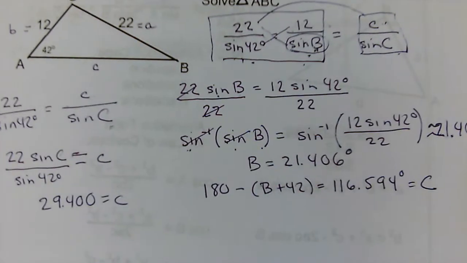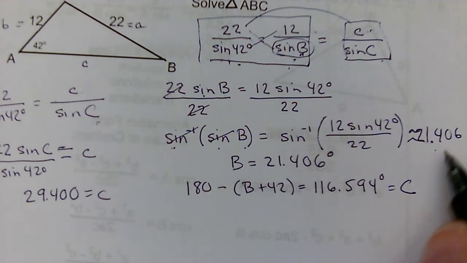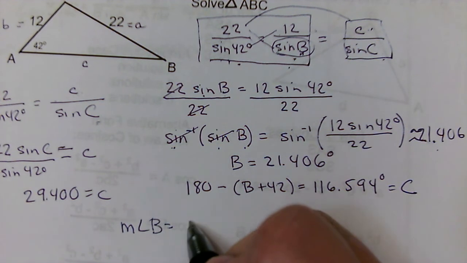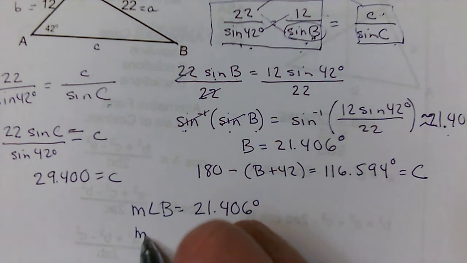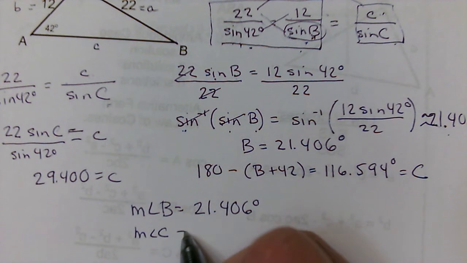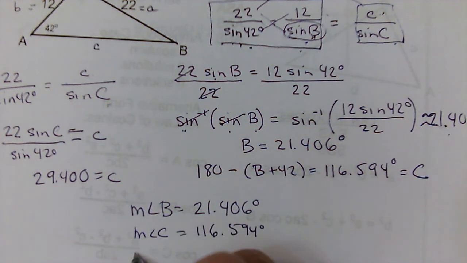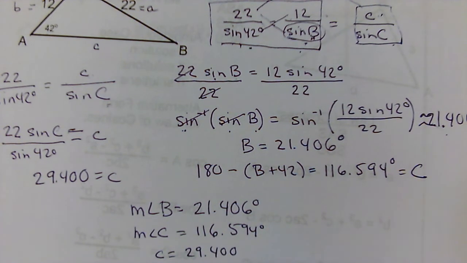So to solve this triangle, I found that the measure of angle B was 21.406 degrees. The measure of angle C was 116.594 degrees. And little c was 29.400. And again, they didn't give us units here.